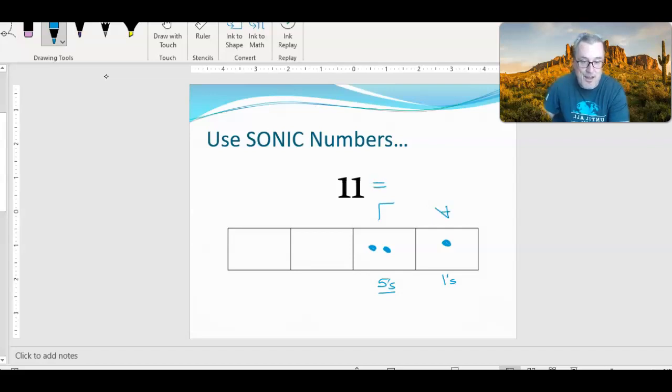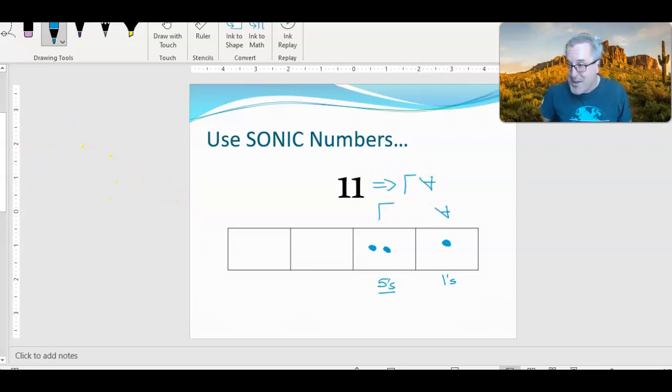And so the number 11 in this sonic number system would be 2, 1. Now, we know, though, it's not literally 2. It's 2 bundles of 5. Through this process, I bundled 5 dots once. I bundled 5 dots twice. 5 and 5 is 10. I had 10 of my dots. So I have 2 bundles of 5, and then I have that one single dot to get to my 11. So the number 11 in sonic numbers would be the 2 followed by the 1 symbol. That's what place value is all about.